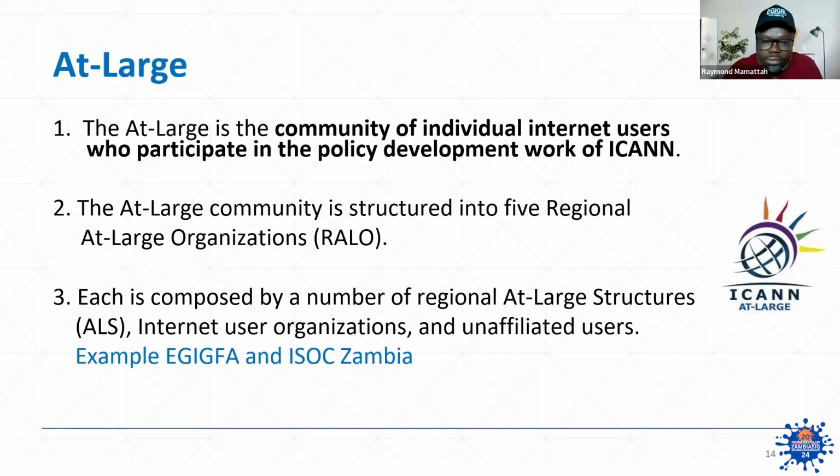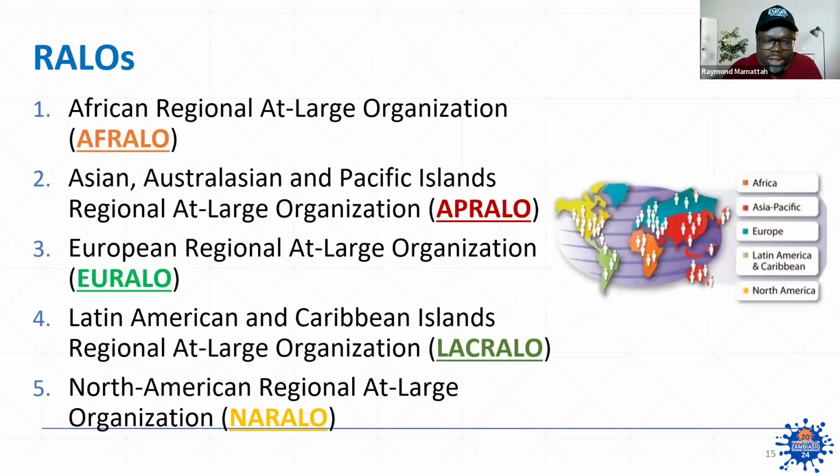Now we'll look at the 5 RALOs. As I mentioned, the 5 regional organizations. The 5 RALOs are the Africa Regional At-Large Organization, AFRALO. We have the Asian one, which is called APRALO. We have the Europe one, which is called EURALO. We have the Latin American Caribbean, which is LACRALO. And we have the North America one, which is NARALO. So let's see a bit about AFRALO.